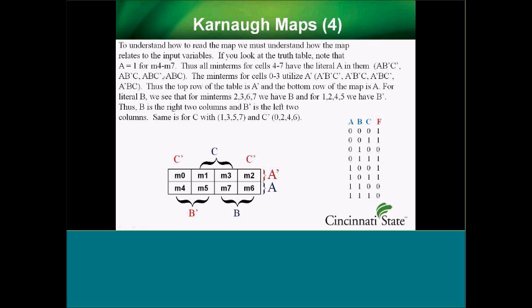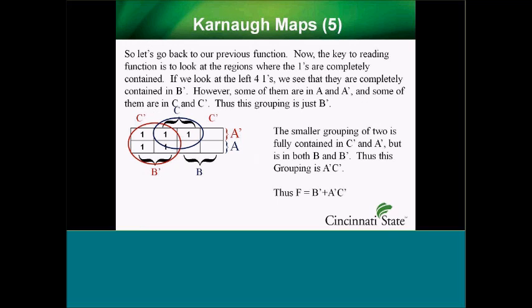Once they understand why this is the case, then it helps to actually start reading it. So now we'll go back to the example that we just had. The key is to look at these regions and see where the ones are contained. So if you look at those 4 ones that we have circled in red, notice that those 4 ones are all contained in B prime.